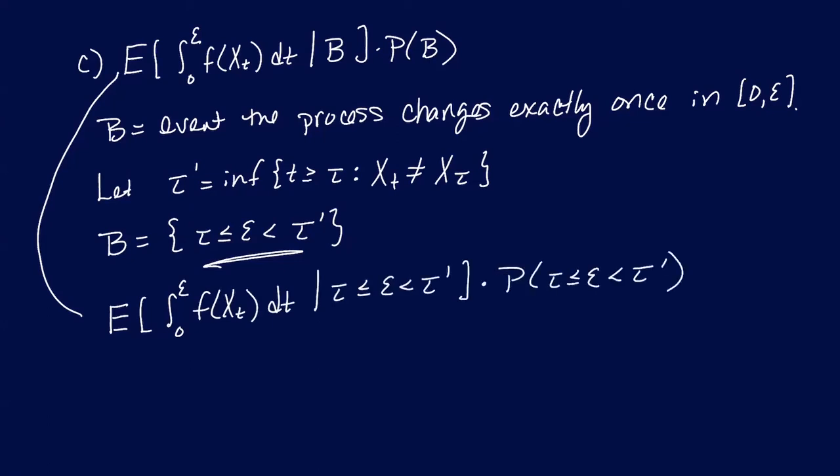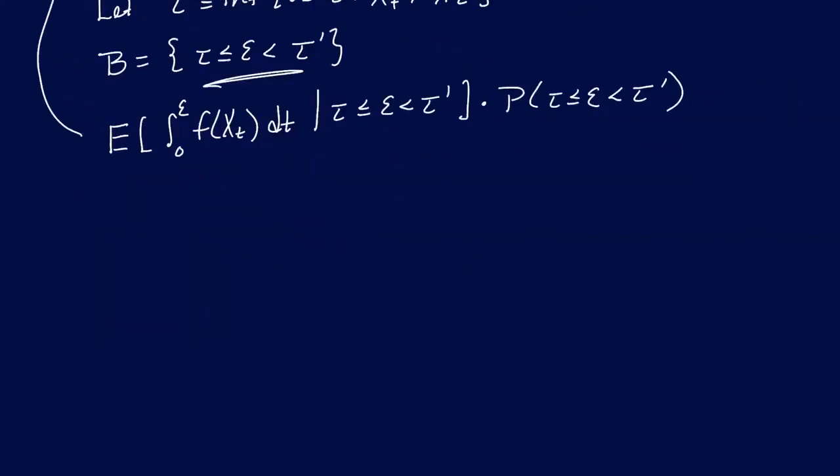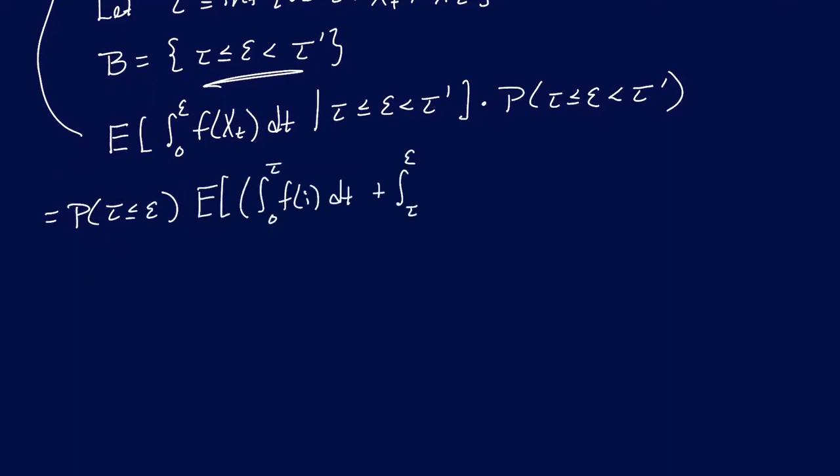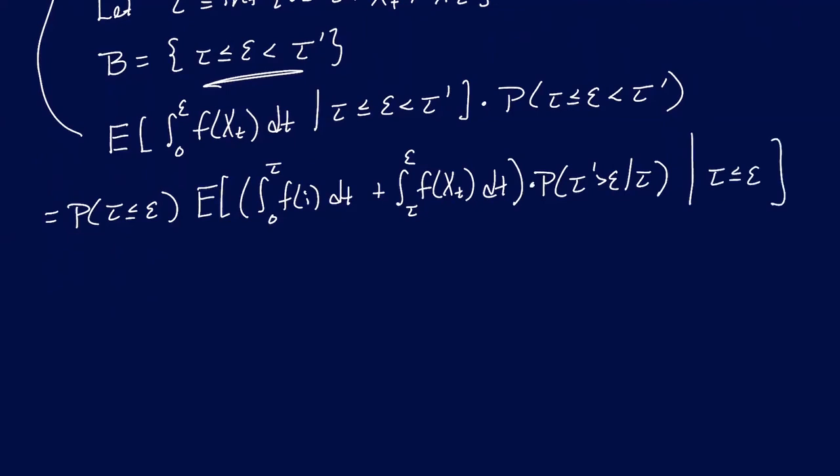And in the prelim, we're given a pretty big hint here. We're given a hint that this is the same thing as the probability that tau is less than or equal to epsilon times a big conditional expectation. So why is this equal to the line above? I don't want to spend time on it right now. It's not part of the prelim. You're supposed to take this as given, but I will go back at the end of the video when we're done with the problem and show that equality.